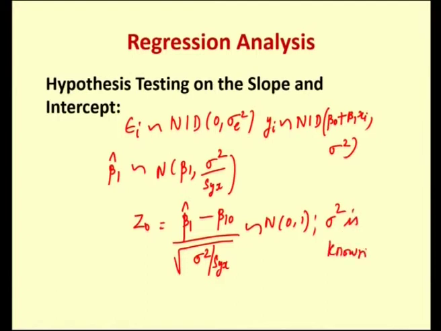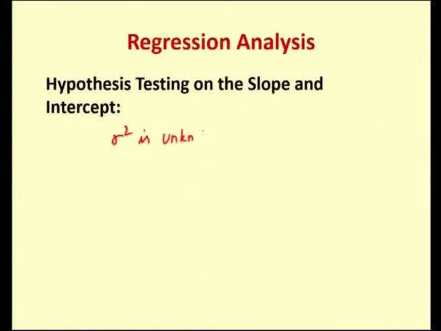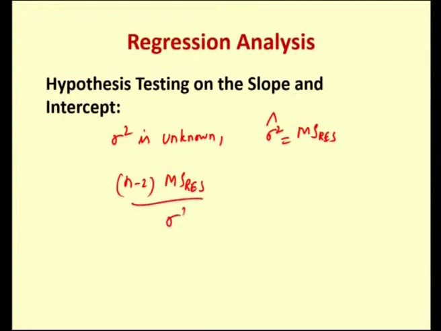When sigma squared is unknown, we can replace it by its unbiased estimator given by sigma squared cap, which is equal to the mean sum of squares due to residual. n minus 2 into mean sum of squares due to residual by sigma squared follows chi squared with n minus 2 degrees of freedom, and here beta 1 cap and mean sum of squares due to residuals are independent.